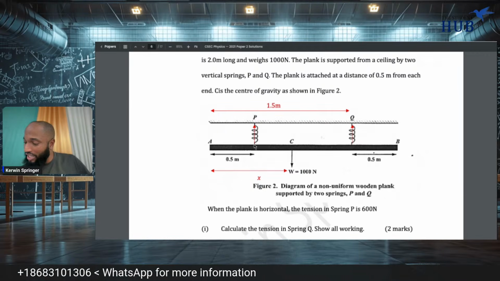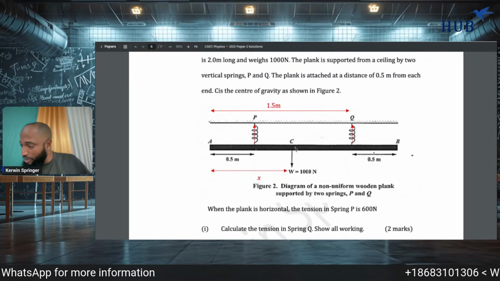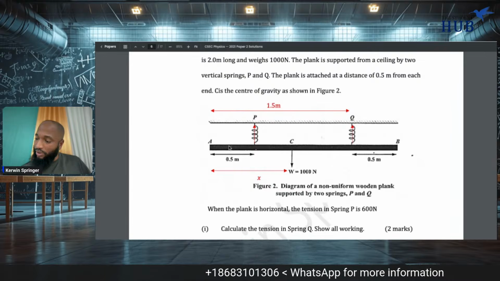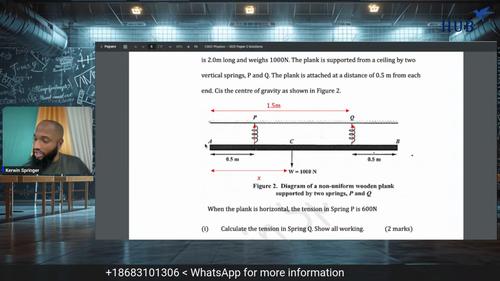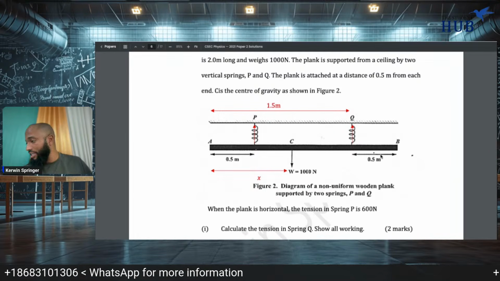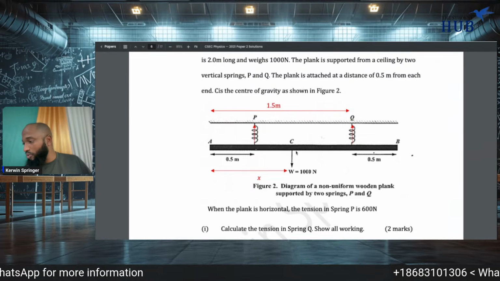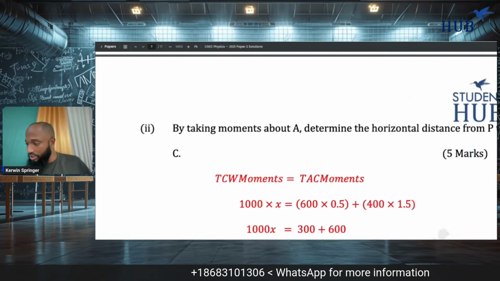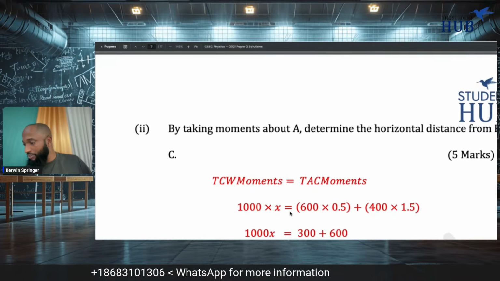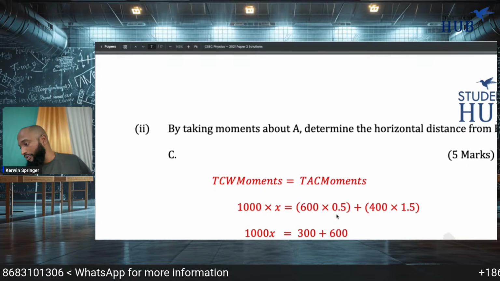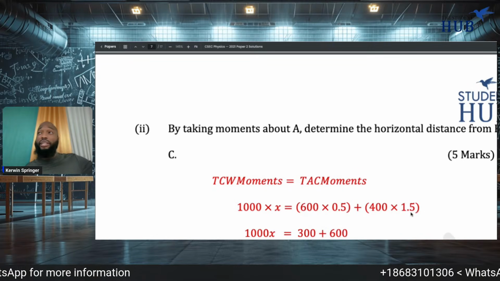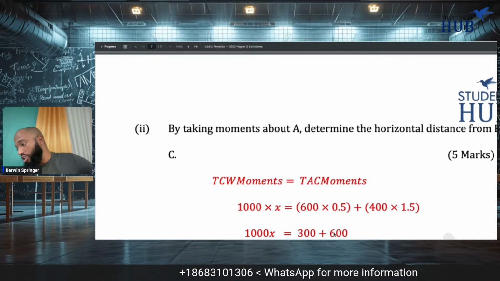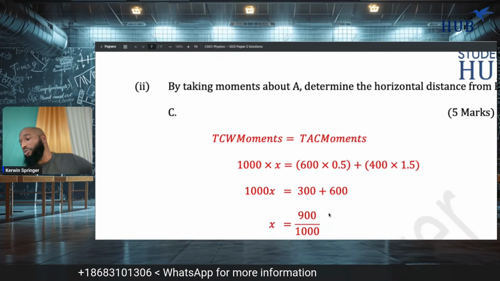So if you go about A, the clockwise moment will be 1000 by X, and that's it. The anti-clockwise moments will be 0.5 by 600 and 0.4 by 2 meters minus 0.5, so 1.5 by 400. So 1000 by X must be equal to 600 by 0.5 and 400 times 1.5. Everybody started off with that premise? Yes? And then you just work it out. So 300 plus 600, 900 divided, and yes, you get 0.9 very fast.